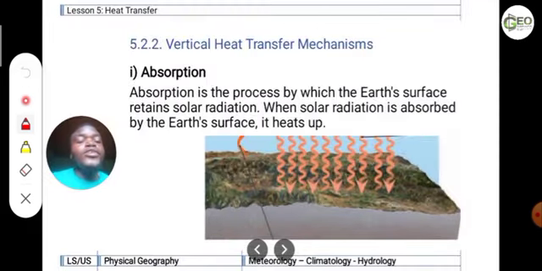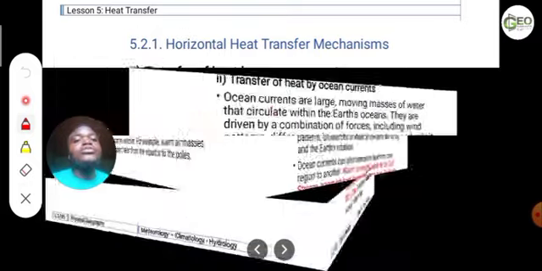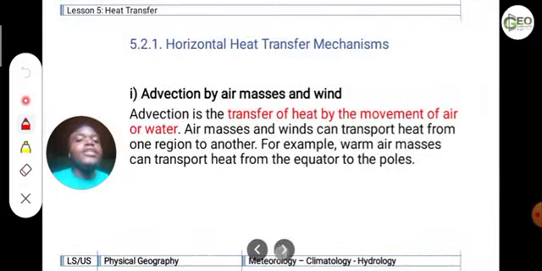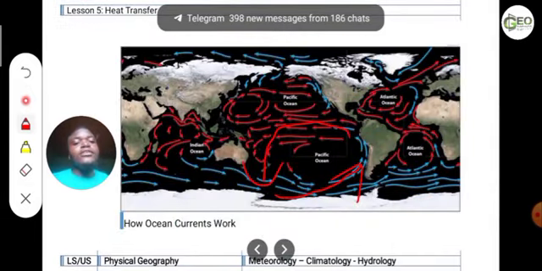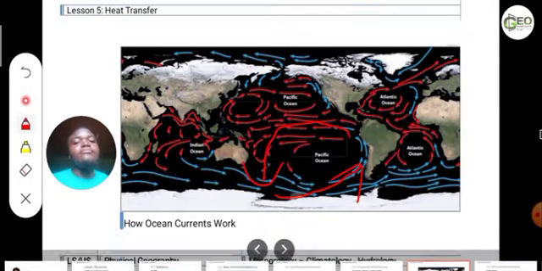Now, you see that there are basically two major mechanisms responsible for horizontal heat transfer over the Earth's surface. We talked about advection and ocean currents. Yes, now let's move on to the vertical heat transfer mechanisms.